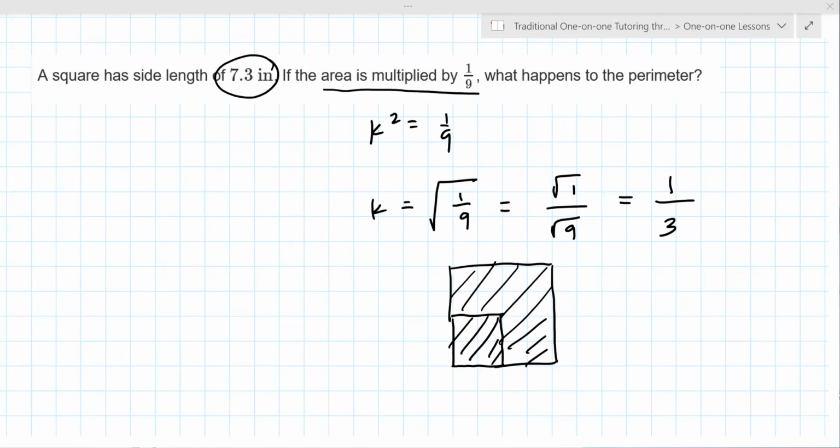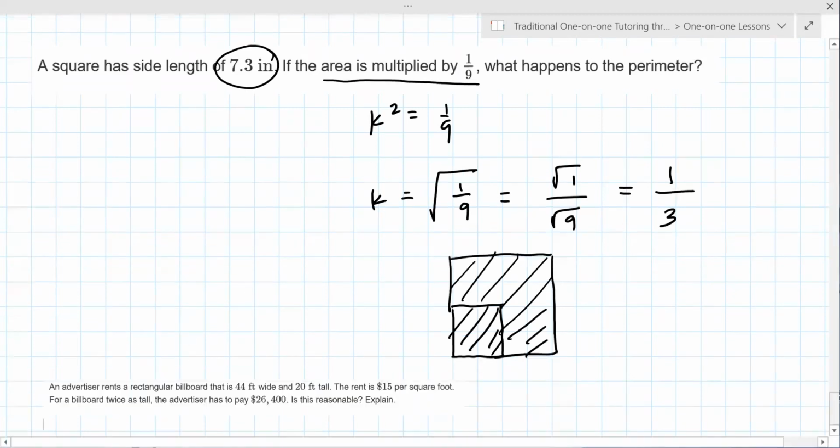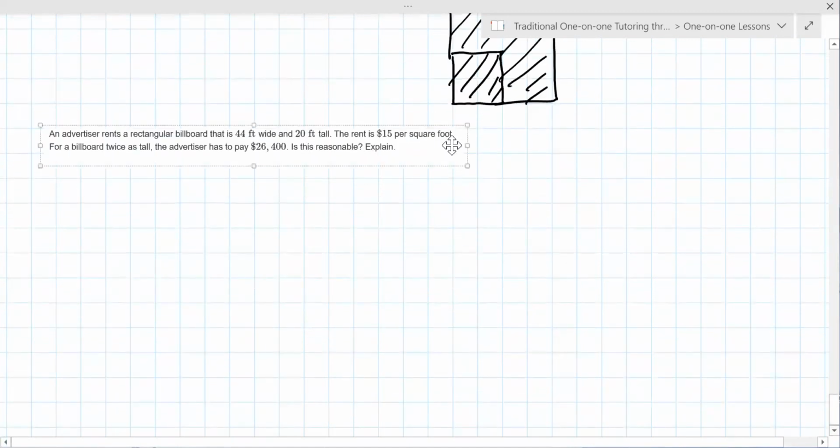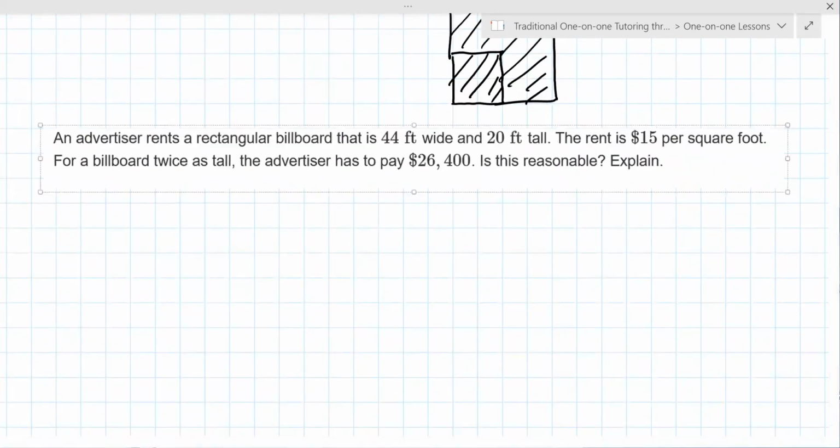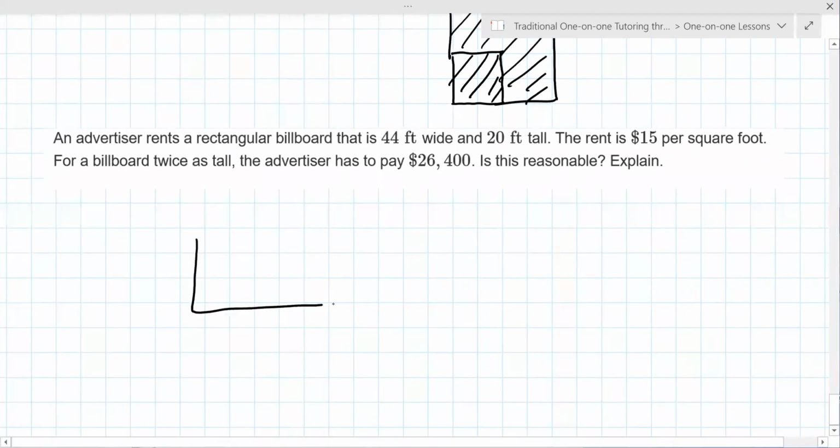Okay, so let's look at this problem here. I think we got 2 more here. So this and 1 more. So I think we're gonna do great as far as getting through everything we wanted to today. All right, so it says an advertiser rents a rectangular billboard that is 44 feet wide and 20 feet tall. Could you calculate the area of that for me, please?